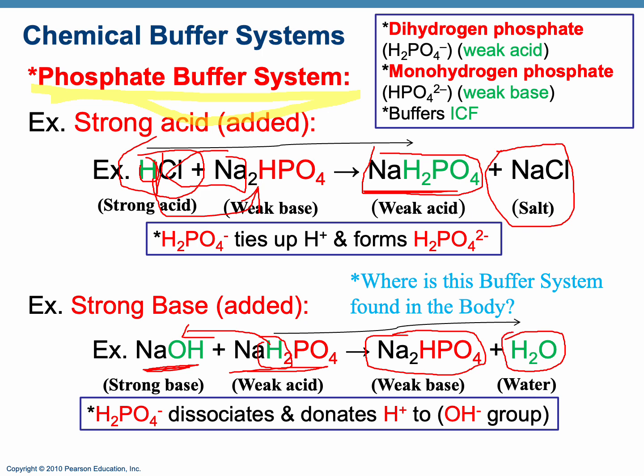So where does this buffering system work in our body? The major location here ultimately would be when we think of the kidneys. So urinary. Would be the major location. The urinary system.